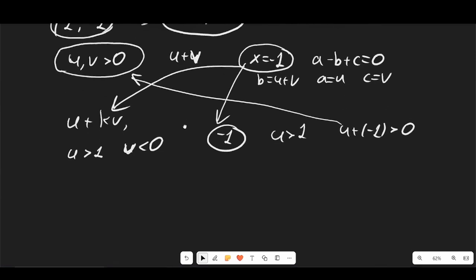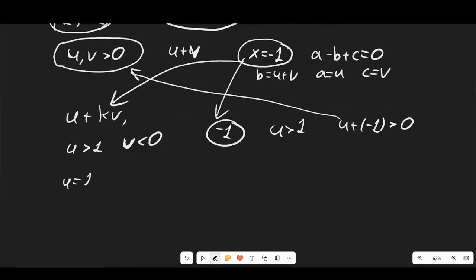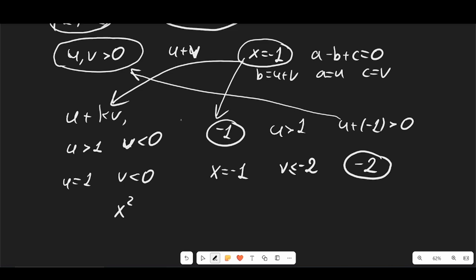And now consider the case when we have u equals 1 and v is a negative number. If we use the same operation, we can take x equals negative 1. And also, because v is less than or equal to negative 2, we can take every negative number. Like if we just add 1, we can generate the number negative 2 on the board. And if we write x squared minus ax minus 2, this equation has one root, x equals 2.